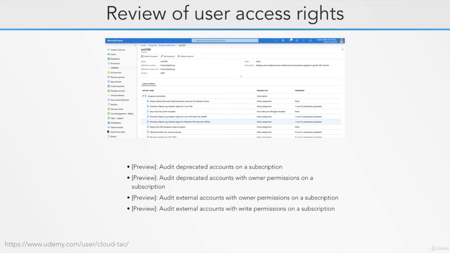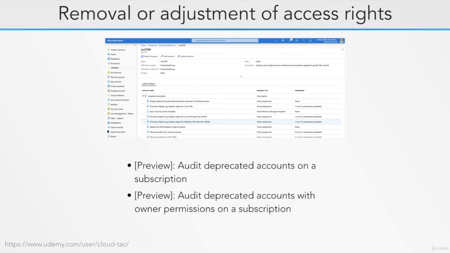This blueprint assigns 4 Azure policy definitions to audit accounts that should be prioritized for review, including deprecated accounts and external accounts with elevated permissions. Using Azure Active Directory and role-based access control, you can update user roles to reflect organizational changes. When needed, accounts can be blocked from signing in, which immediately removes access rights to Azure resources. This blueprint assigns two Azure policy definitions to audit deprecated accounts that should be considered for removal.